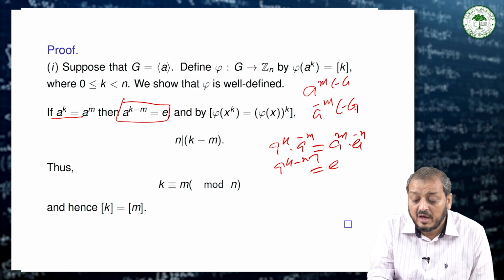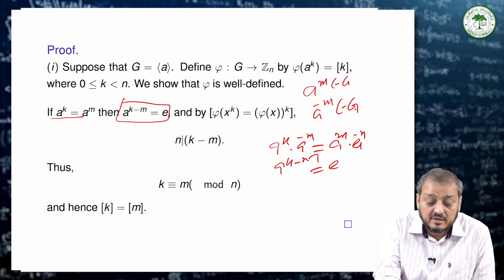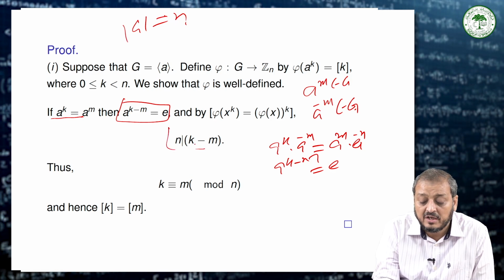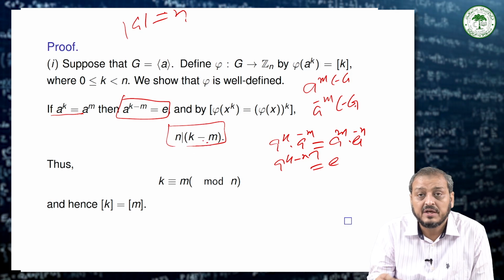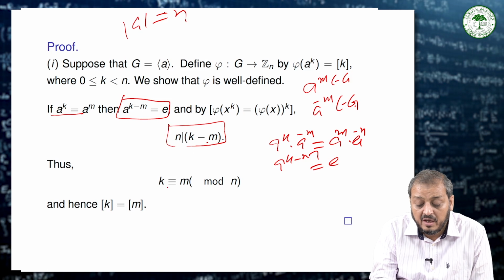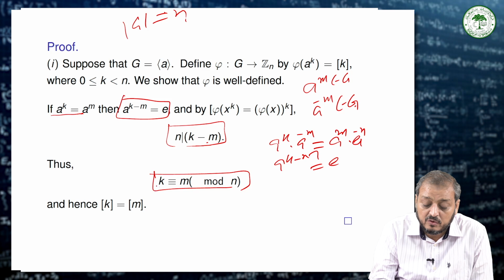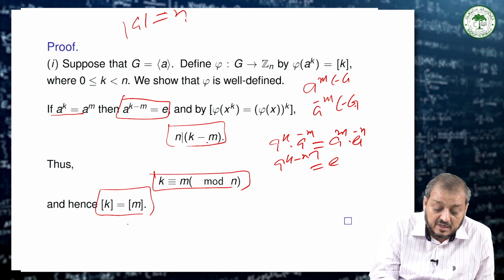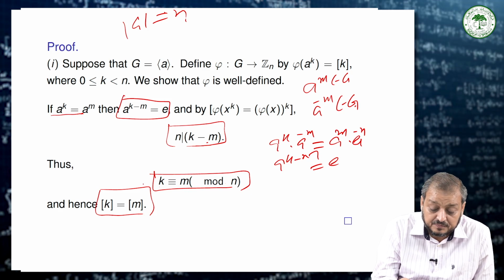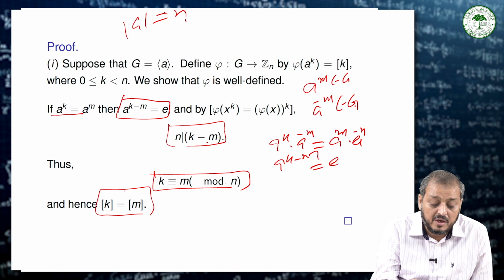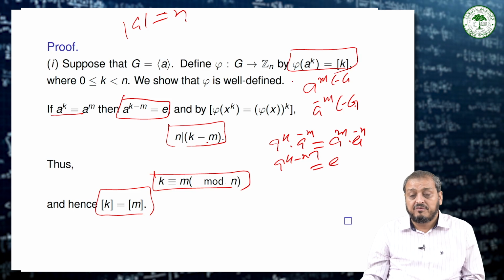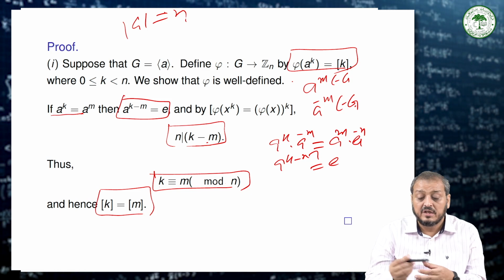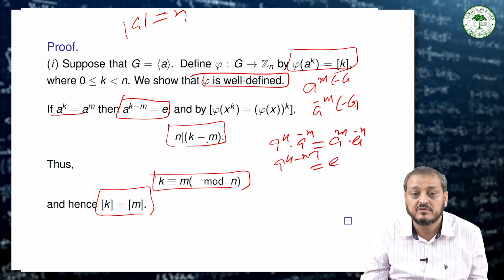Now this result says that if a to the power k minus m is equal to the identity, then because G is a finite group of order n, n should divide k minus m. If n divides k minus m, then by the congruence modulo property, k is congruent to m mod n, and so the equivalence class of k and the equivalence class of m are the same. This means the map phi of a to the power k equal to the equivalence class of k is well defined. So we have proved that phi is well defined.